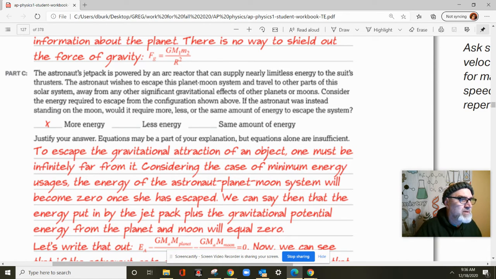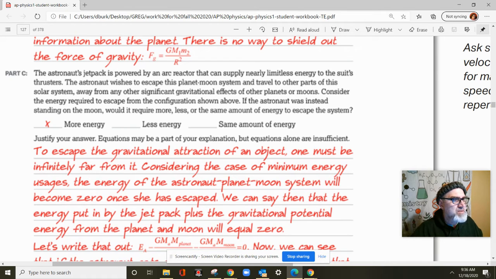The astronaut's jetpack is powered by an arc reactor. Oh, it's Iron Man. So that's why they're not dead. And they want to travel to other parts of the solar system. Oh, it's magic. Consider the energy required to escape from the configuration shown above.